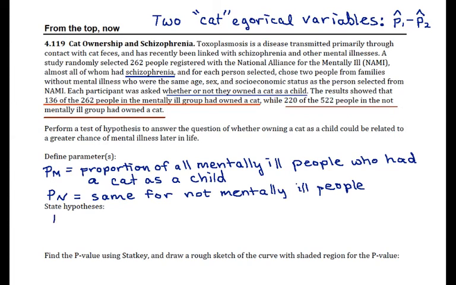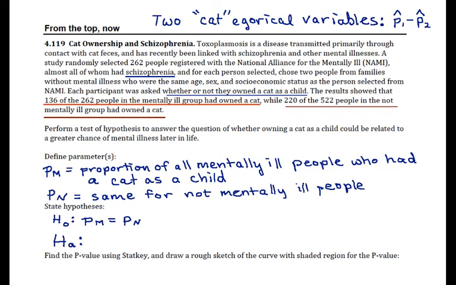So my null hypothesis is that if there's no association between having a cat and having mental illness, then these two proportions should be the same. Pm equals Pn. Remember that your hypotheses are always written in terms of the parameters, not in terms of the statistic. So we never put hats on these P's in our hypotheses.